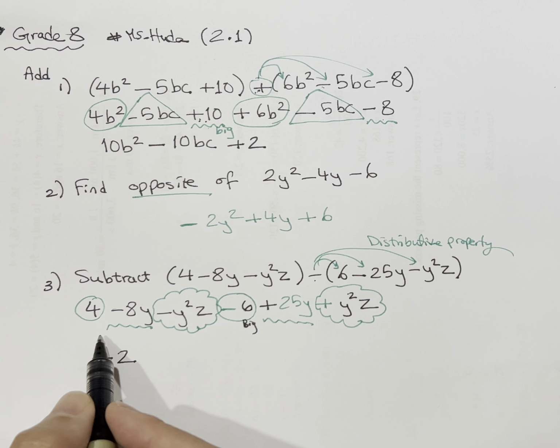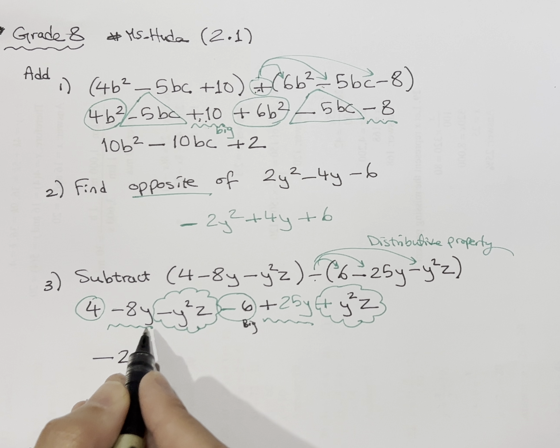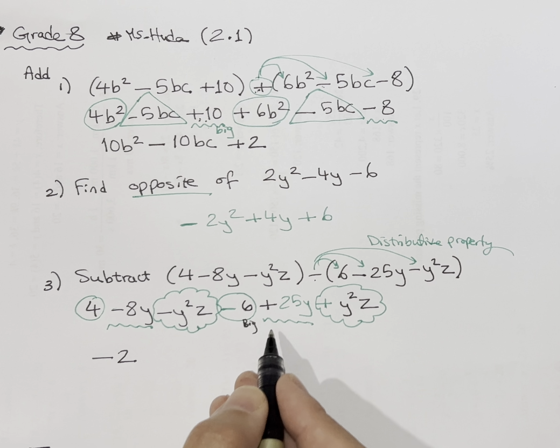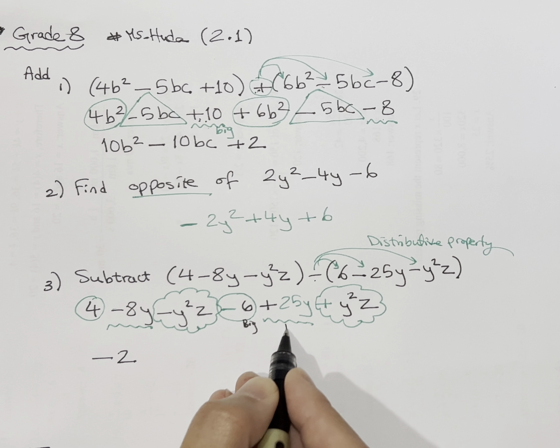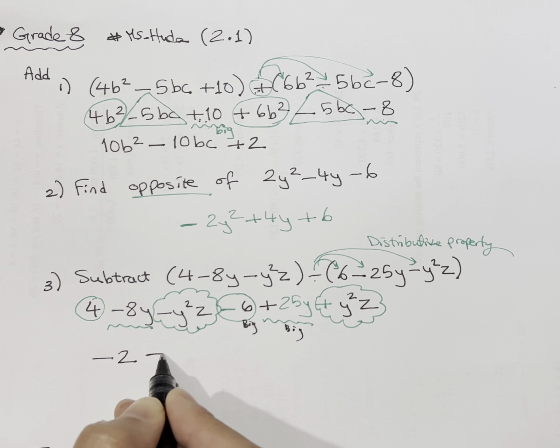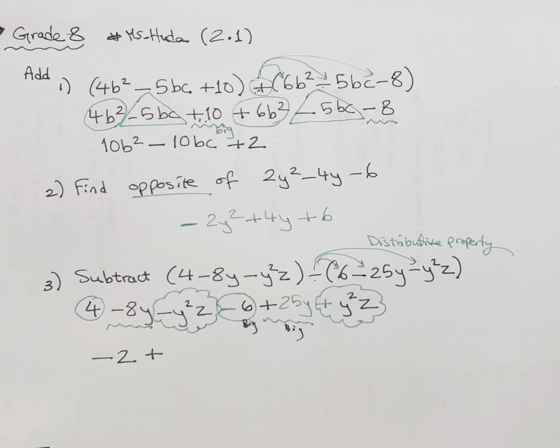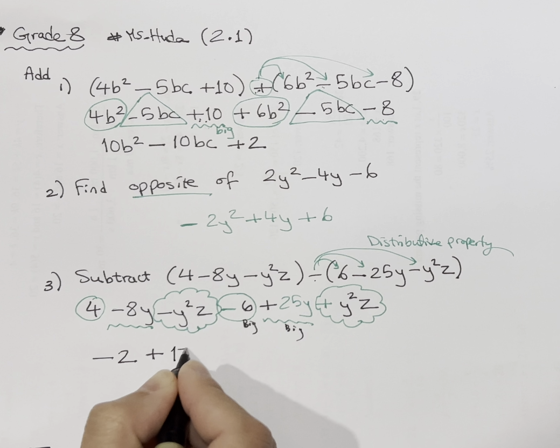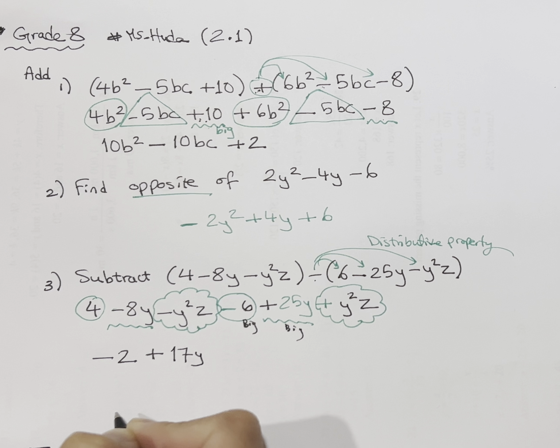Now, I go for the y, negative 8y and positive 25y. Which one is big? The 25. What's the sign of my big number? It's positive. Because it's a different sign, we have to subtract. So if we subtract 8 from 25, we will get how much? We will get 17. 17y.